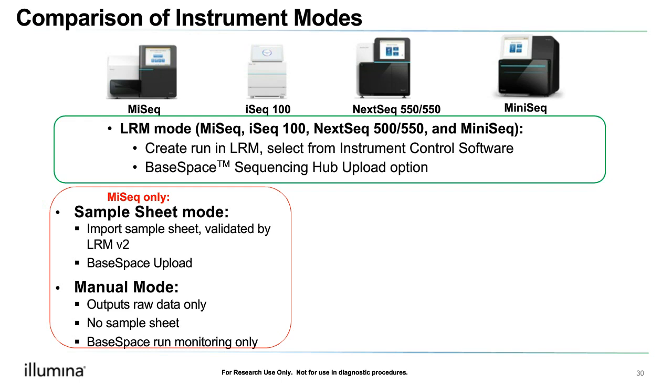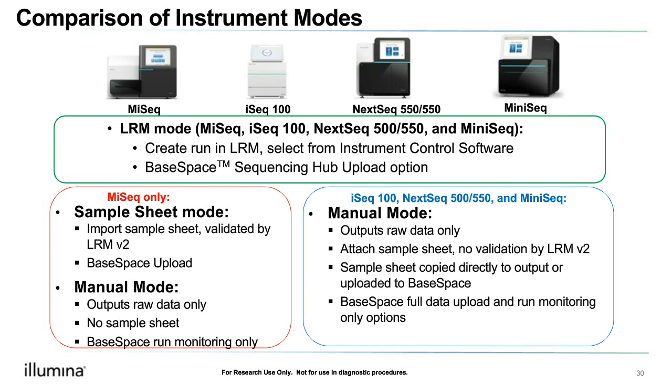For other instruments, iSeq, NextSeq, and MiSeq, besides Local Run Manager mode, you have another option, which is manual mode. It will output raw data only. You can attach the sample sheet. However, this sample sheet will not be validated by Local Run Manager version 2. The sample sheet will be copied directly to output or uploaded to BaseSpace. The difference between the manual mode in these instruments compared to the manual mode in MiSeq is that you have the BaseSpace full data upload. So it can be run monitoring only, or it can be run monitoring and storage.